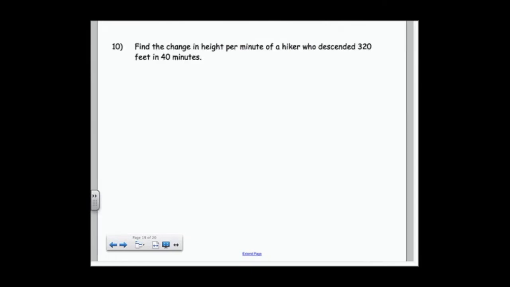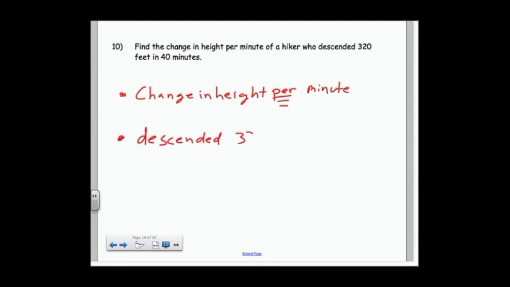Pause this one, try on your own first, and then check your answer. So number 10 says, find the change in height per minute of a hiker who descends 320 feet in 40 minutes. So the first bullet should be change in height per minute. Second bullet, descended 320 feet in 40 minutes. This time, before I go into the bar model, let's get the sign first. Descend really means going down, decreasing. So that's actually telling you that it's negative 320 feet. And they're doing that in 40 minutes.